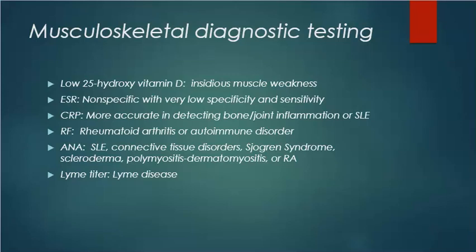Antinuclear antibody testing may be more useful for musculoskeletal complaints if you suspect lupus, connective tissue disorders, Sjögren's syndrome, scleroderma, polymyositis, dermatomyositis, or rheumatoid arthritis. Lyme disease testing should only be completed if you strongly suspect the condition in an endemic area or if the patient has recently traveled to an endemic area.